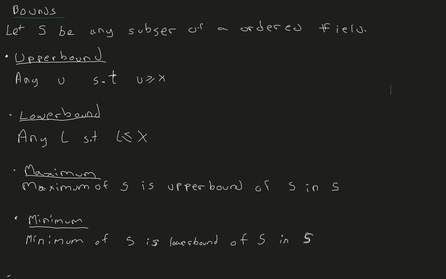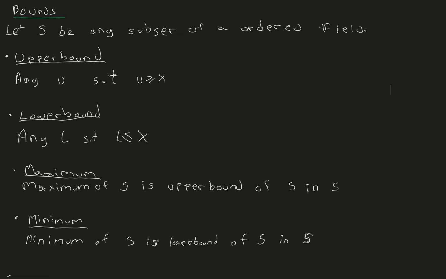So let's define it this way. Let S be a subset of any ordered field. Then the upper bound of that ordered field, or for the order of that field, is any number which is greater than or equal to all elements of that set.